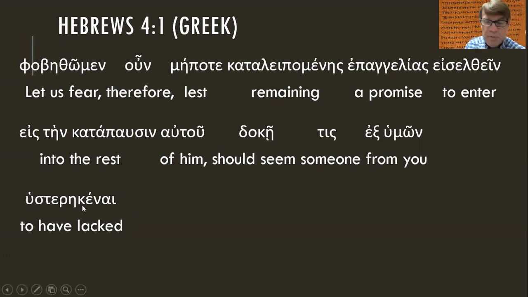The kappa tells me that this is perfect. It is a perfect active infinitive from hustereo, I believe, to lack. So it's someone should seem to have lacked and remained lacking. So you fall short and you stay fallen short. Talked about that a little in my podcast this week. Hebrews doesn't really see a return from apostasy. It's not that you apostatize by accident or overnight, necessarily. Apostasy is a big deal, but once it happens, Hebrews doesn't have a lot of space for returning.